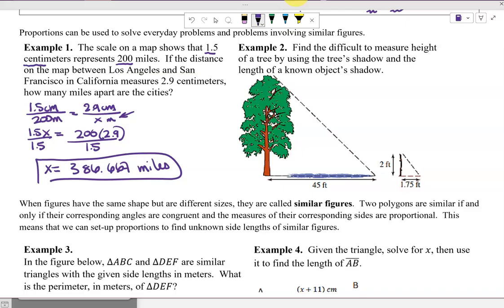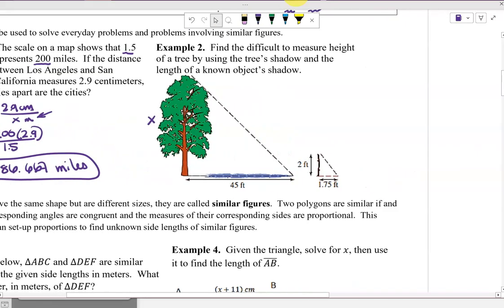Example 2. Find the difficult-to-measure height of a tree by using the tree's shadow and the length of a known object's shadow. So I don't know how tall this tree is, but the proportion of the height of the tree to the shadow it casts will equal the height of a known object to the shadow it casts. These proportions are going to be the same. The ratio of height of tree to shadow will equal the ratio of height of something that we know to its shadow. We can set up that expression.